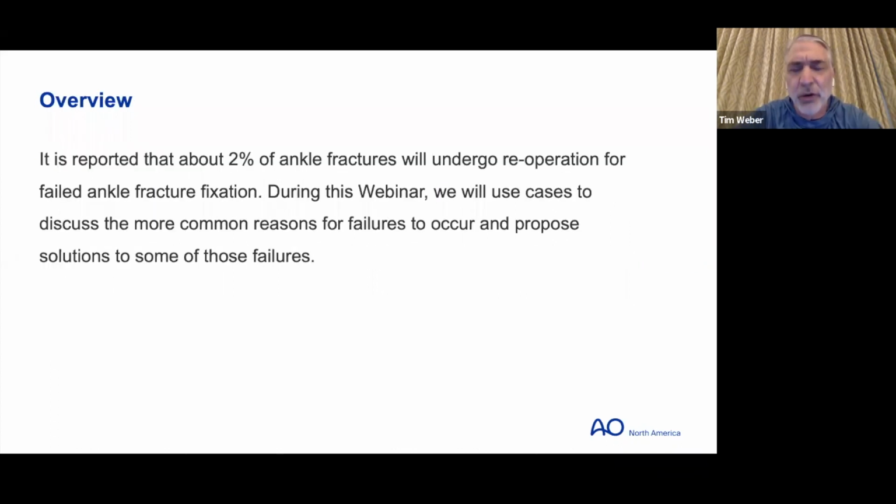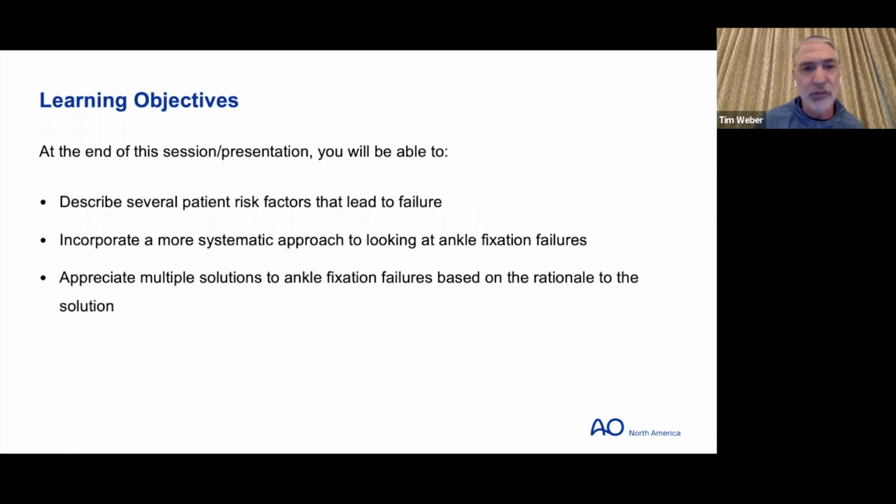Ankle fractures, the number in the literature is that only about 2% need to undergo reoperation. I do think that number is low, but that's the one that's in the literature. Given the volume of ankle fractures that are fixed, though, there's a large volume that are going to end up needing a redo procedure. Hopefully we can cover some of the reasons for those failures and solutions tonight.